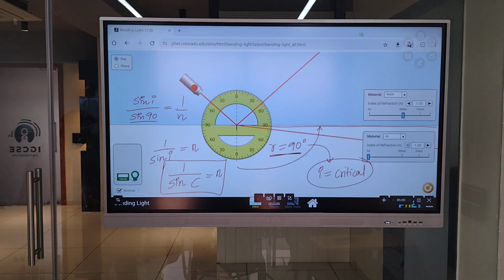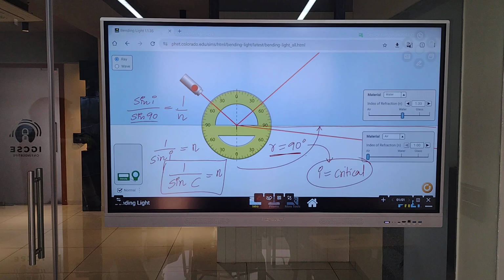Sir, I didn't get one thing. Sin i upon sin 90 is equal to 1 upon n. Only in water to air or any? So diamond to air, glass to air, any medium to air will give you this ratio, because refractive index we generally take with respect to air or vacuum. All the refractive indices we are going to study are given to you in the form where the light is going from vacuum to a certain medium, and the speed of light in vacuum and air is equal. So you can say even from air to a certain medium.